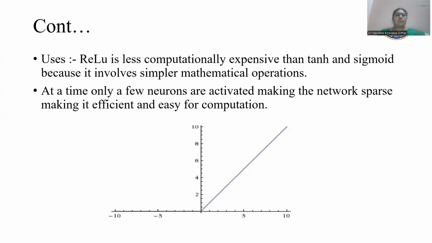So ReLU is less computationally expensive than tanh and sigmoid because it involves simpler mathematical operations. At a time, only a few neurons are activated, making the network sparse, which makes it efficient and easy for computation. Here, the values are represented from 0 up to infinity, shown in the graph format.